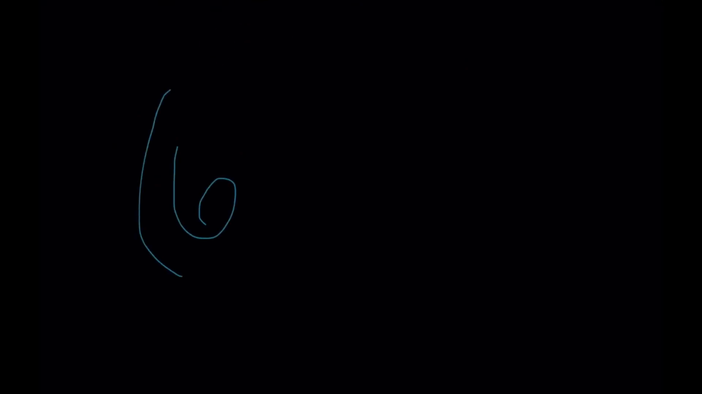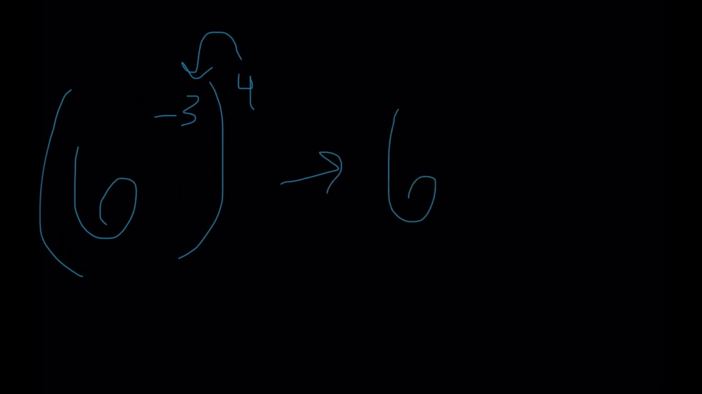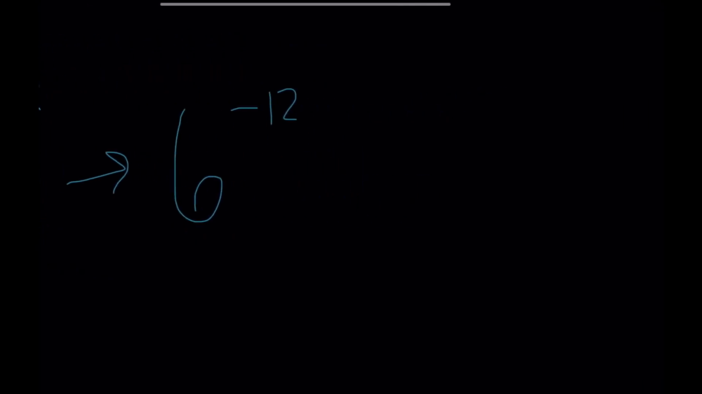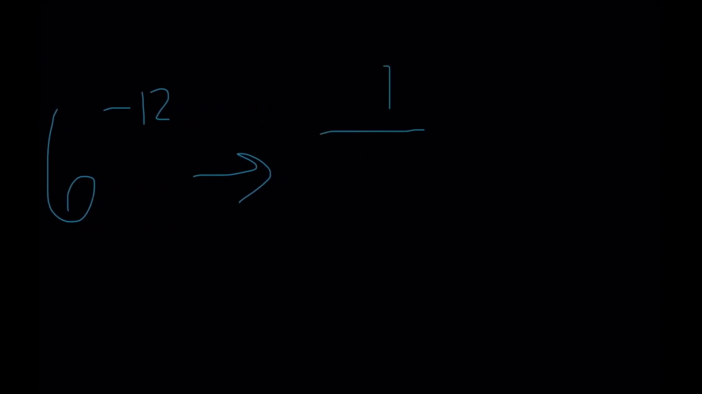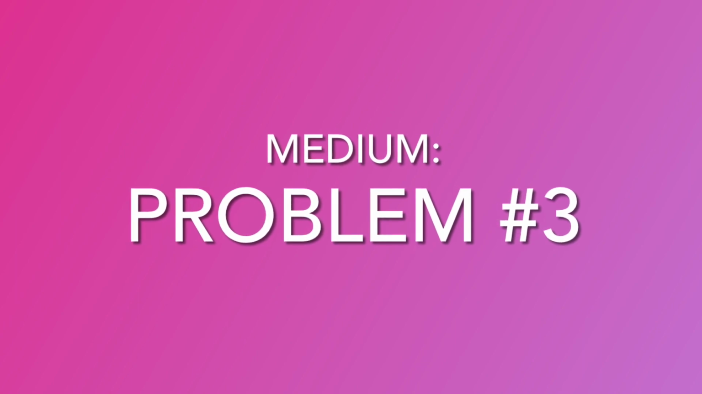Our next easy problem is open parentheses 6 to the negative 3. Then we have to distribute in our 4, which gives us 6 to the negative 12. Because of our negative exponent rule, we have to plop this underneath as our denominator, which gives us 1 over 6 to the 12. Medium, problem number 3.